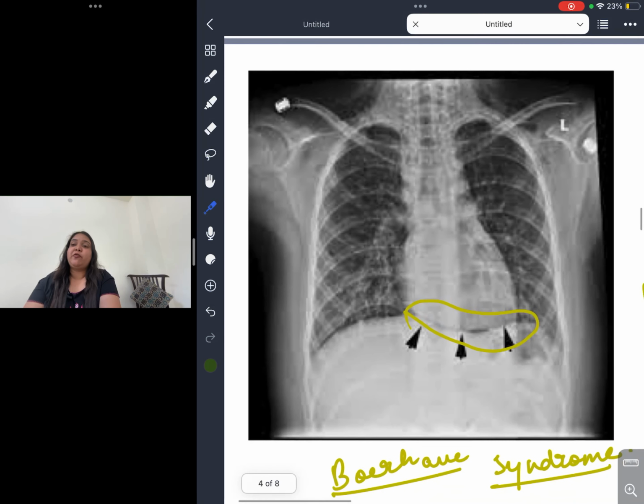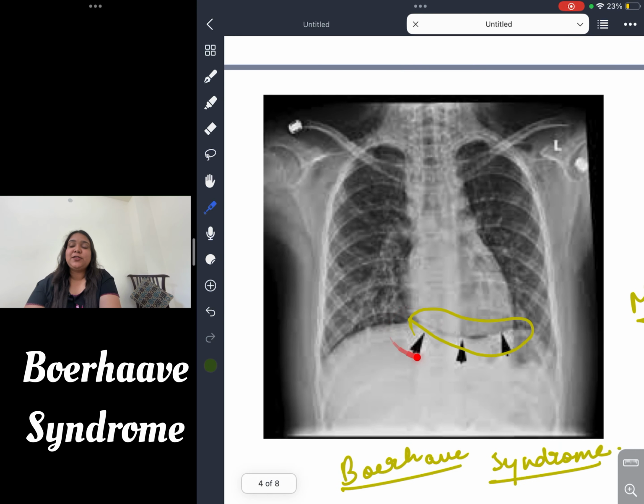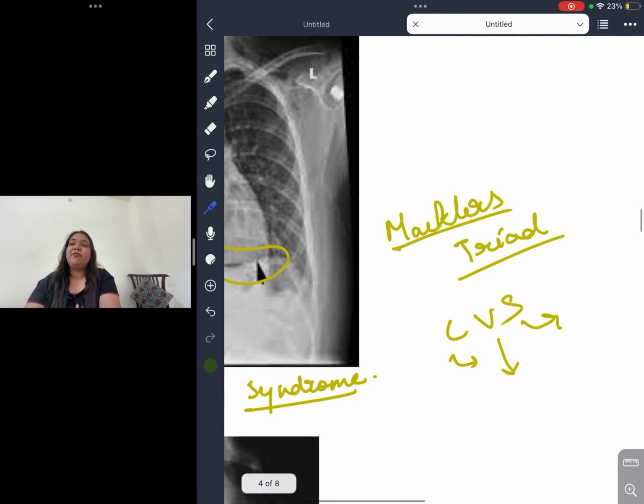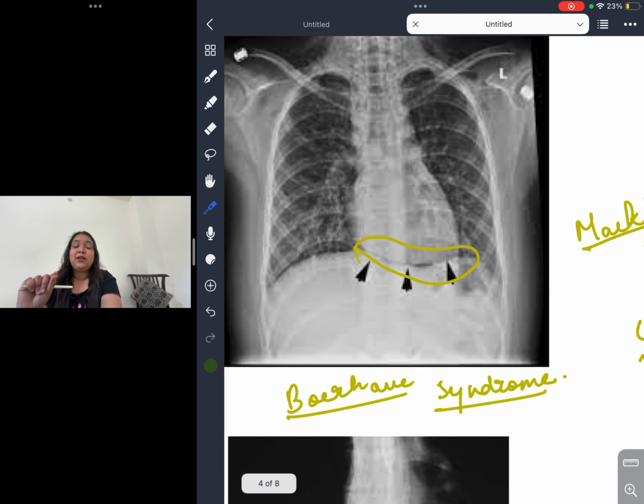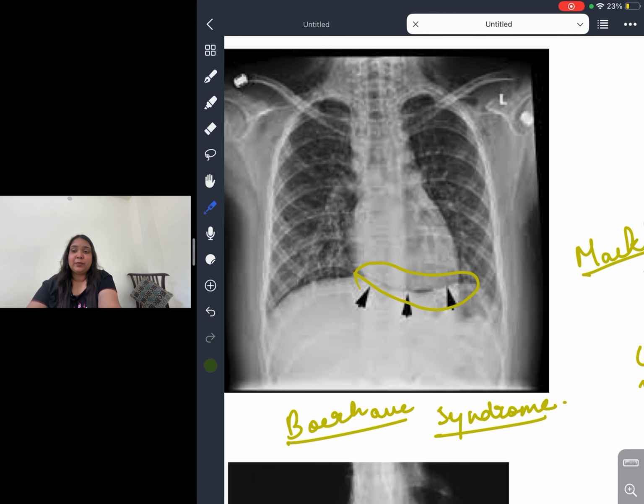Now this is an image of your Boerhaave syndrome. You can find this continuous diaphragm sign, and here we have Mackler's triad: chest pain, vomiting, and subcutaneous emphysema over here. You also have a Hamman's crunch sign, which is like a leather boots on snow sign on auscultation in the case of this Boerhaave syndrome.